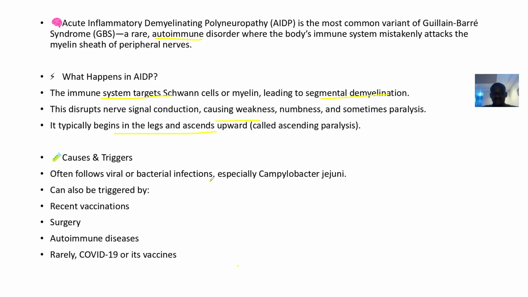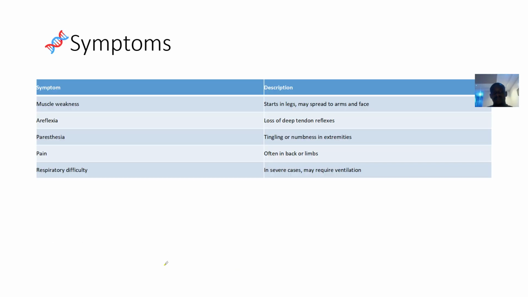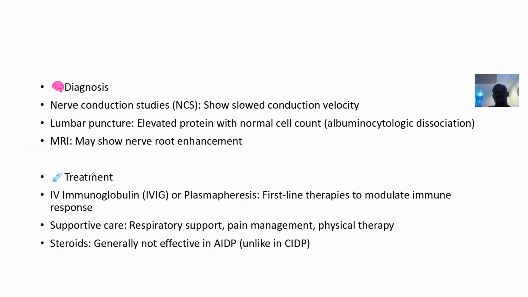So causes and triggers is what? Sometimes viral or bacterial infections. Right, so it can be triggered by recent vaccination, surgery, some other autoimmune disease, or sometimes COVID-19 and vaccine side effects can cause it. So symptoms are muscle weakness, usually in the legs, areflexia, paresthesia, then there's pain, then you have problems with breathing, that's respiratory difficulty.